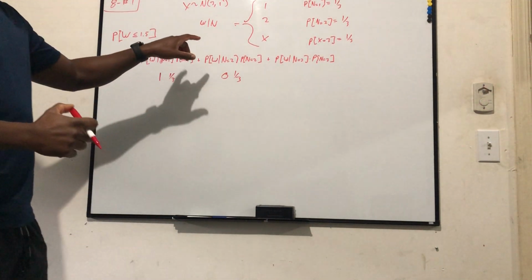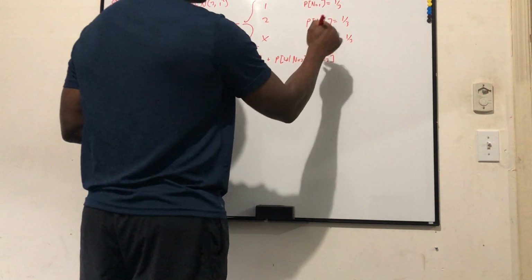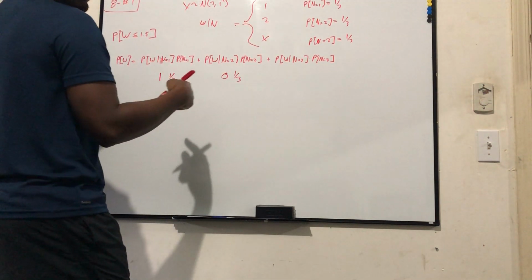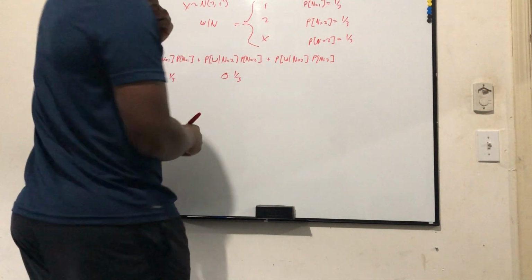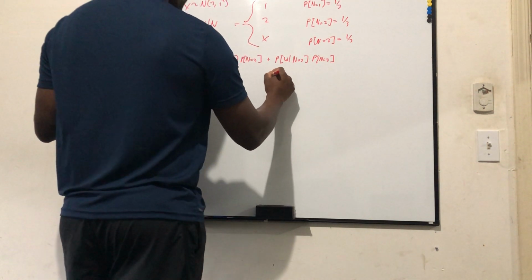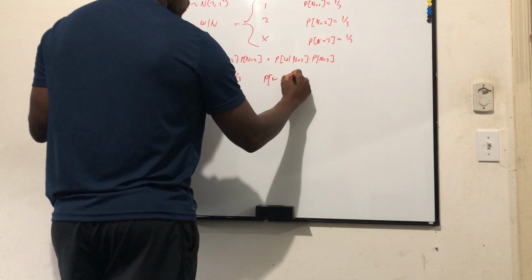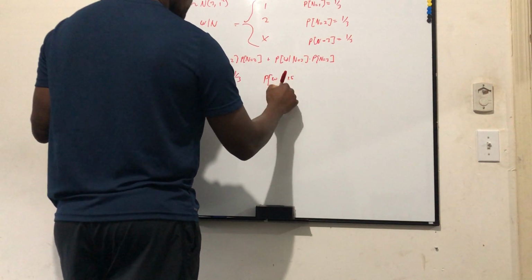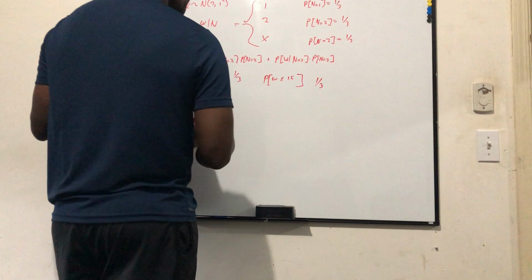Well, remember when N is 3, it's X, and X is a normal. So let's find that. That will be the probability of W being less than or equal to 1.5, given N is 3. We already know the probability of N equal to 3 is 1/3, right?